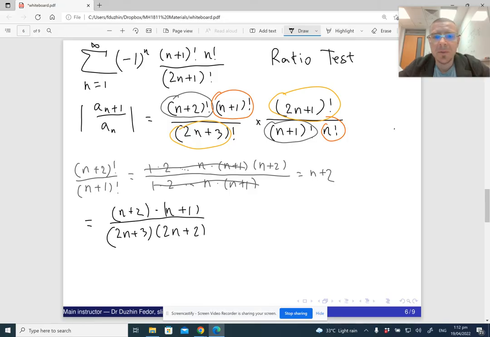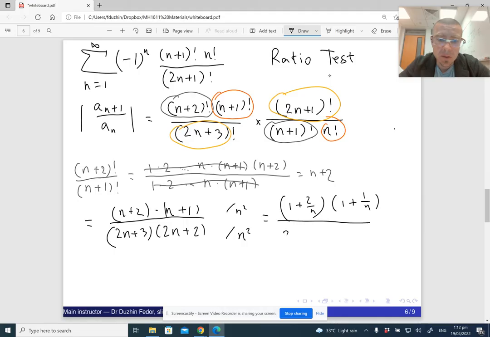All right, so now we've got to find the limit of this thing, and in order to do it, we've got to divide by n squared in the numerator and divide by n squared in the denominator. This is going to be 1 plus 2 over n times 1 plus 1 over n, divided by 2 plus 3 over n times 2 plus 2 over n. And in the limit, anything over n just goes to 0, and the limit of this is basically 1 times 1 divided by 2 times 2, which is just 1 quarter. 1 quarter is less than 1, so this converges absolutely.